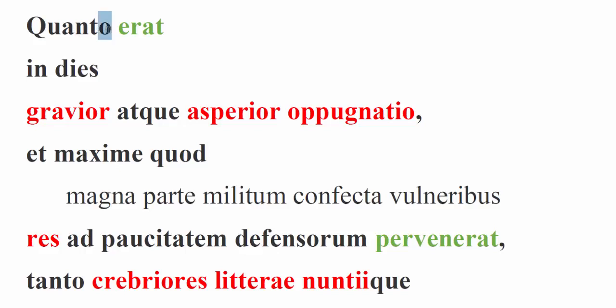So let's consider then how we start off. Let's leave this quanto here. We see that quanto is ablative. We'll come back to why in a moment. Let's see what's going on. Well, as the days were going on, in dies, things were, we might say, or the battle was more serious and more harsh, or worse, we might say. And particularly because, and then we get this ablative absolute right here, magna parte militum confecta vulneribus. It actually has an ablative of means with vulneribus right here. With a great part of the soldiers having been affected or incapacitated by wounds.